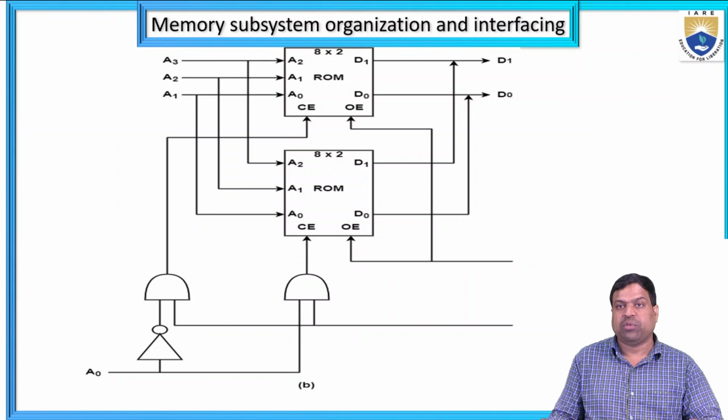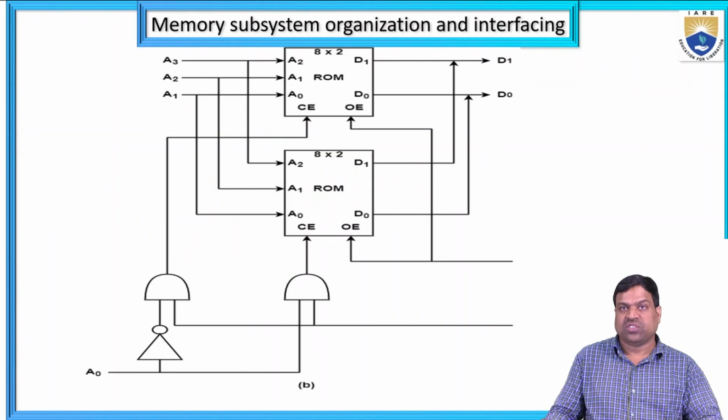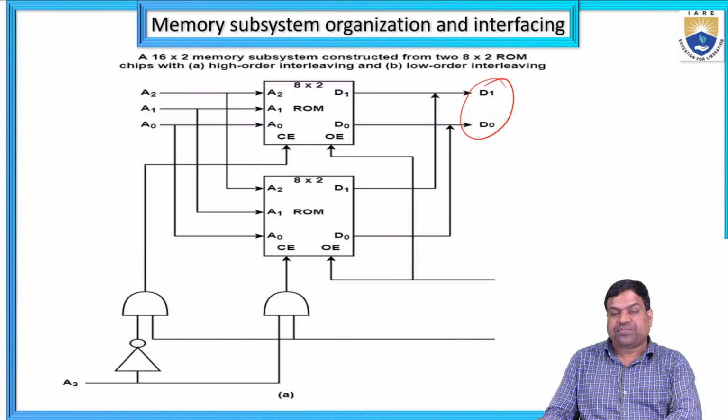And this is a diagram of ROM, where two ROMs are connected, with A0, A1, A2, the data lines D0 and D1, and chip enable and output enable. And these are the references. So that is what we discussed today.